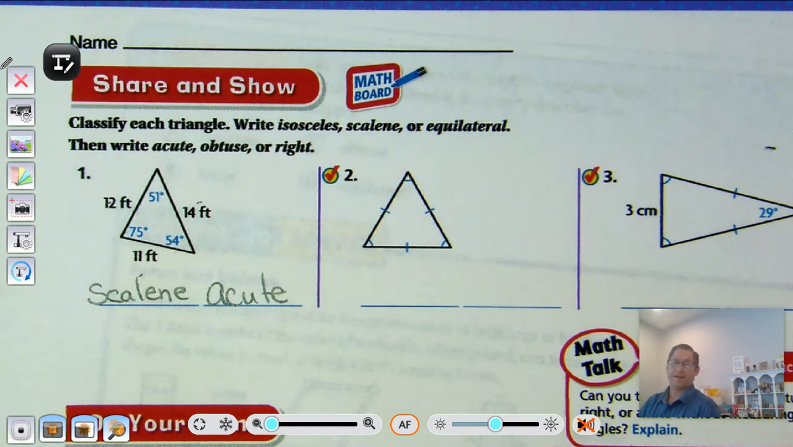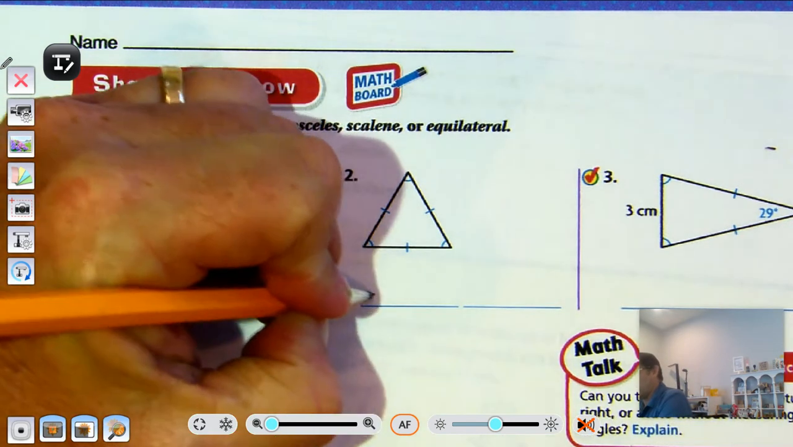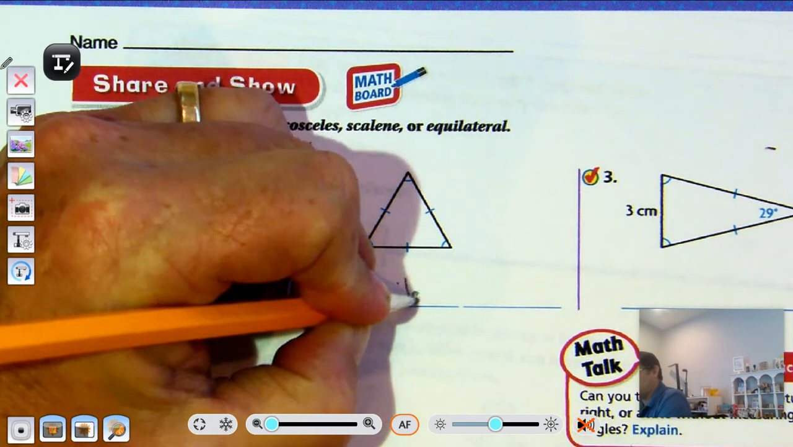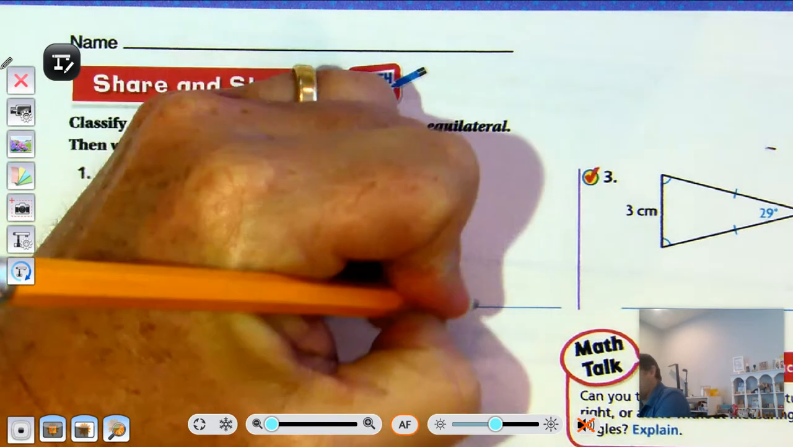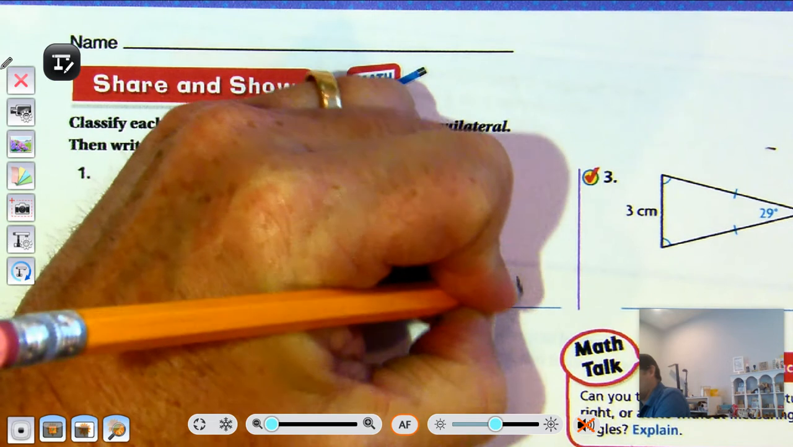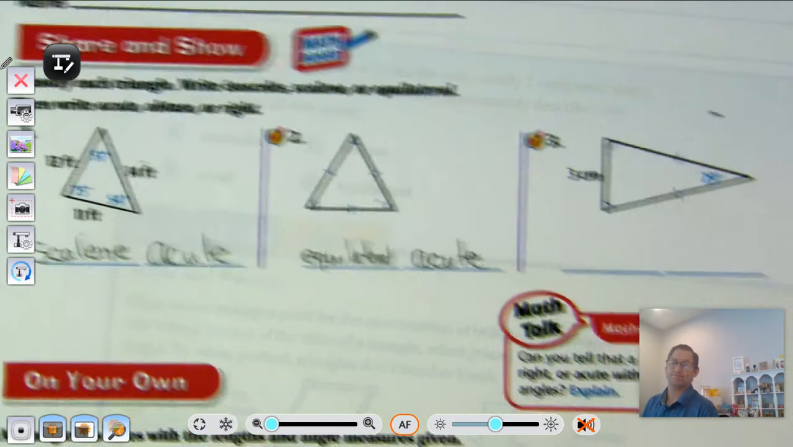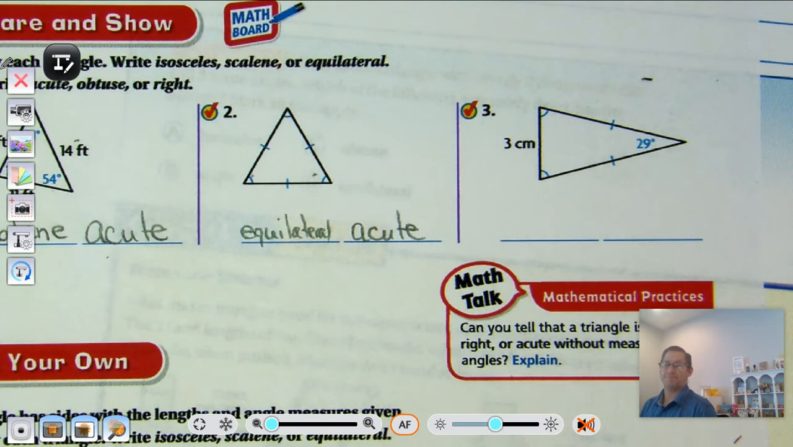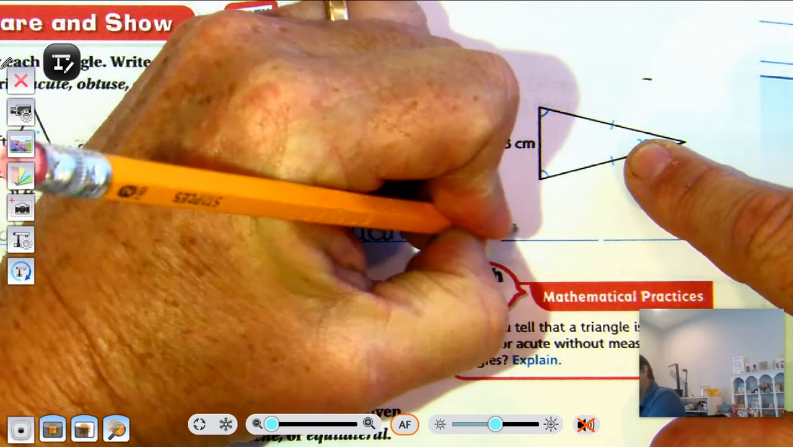All right, number 2. Now I don't see any measurements, but I do see congruent marks. The sides are all equal, so that's going to be an equilateral. And they're also showing me that all three angles are the same, so equilateral, acute. Okay. Number 3, I have two congruent sides. That's what the marks are telling me. So this is isosceles.